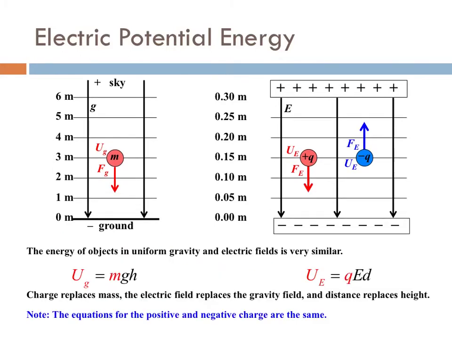Again, in mechanics, we calculated that potential energy by doing mass times gravity times height, as we see here. For electrostatics, we're going to calculate the electric potential energy as our charge times the electric field times distance. Again, you can see the similarities between these two equations. Q is going to take the place of M, E will take the place of G, and D will take the place of H. We're going to see an example later where that's slightly not true, but we'll apply that for now.